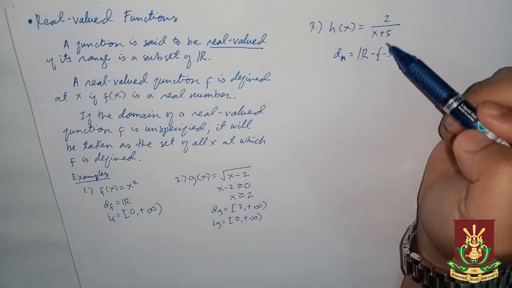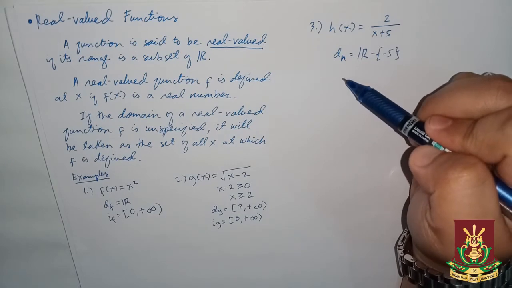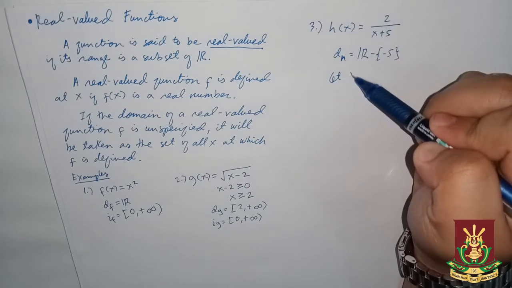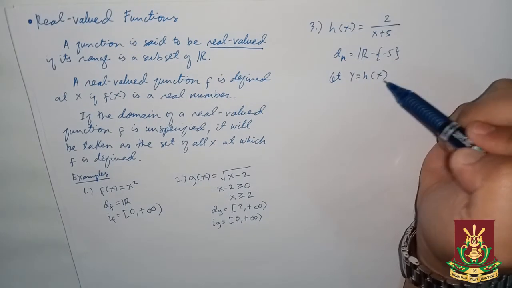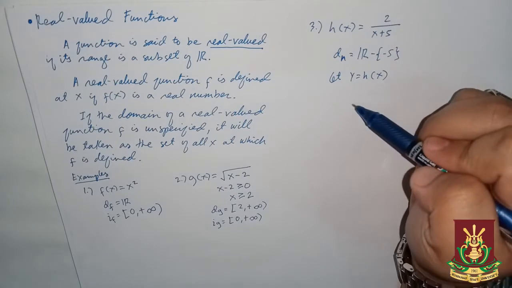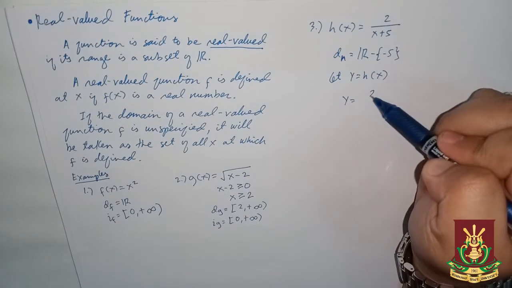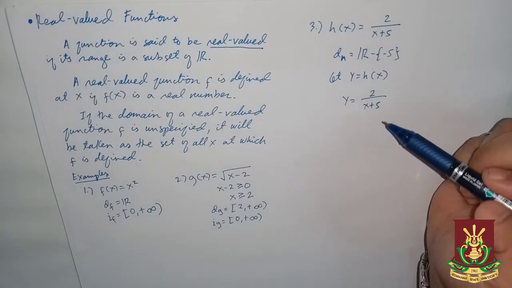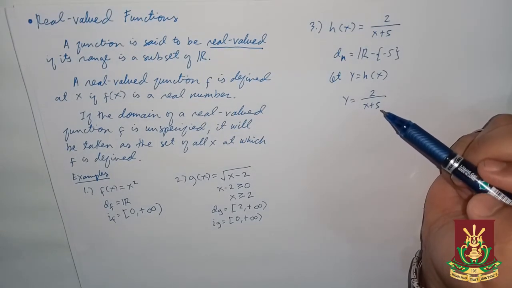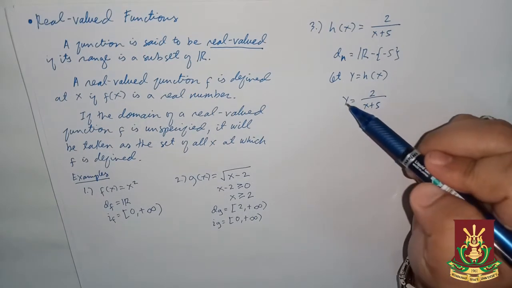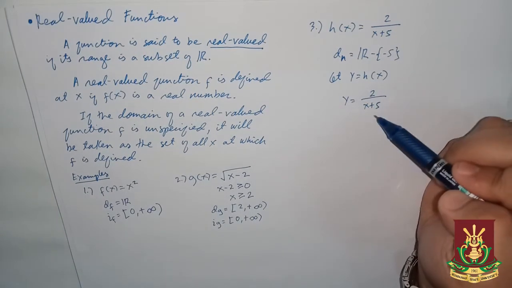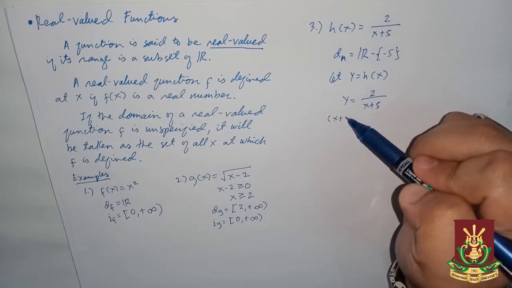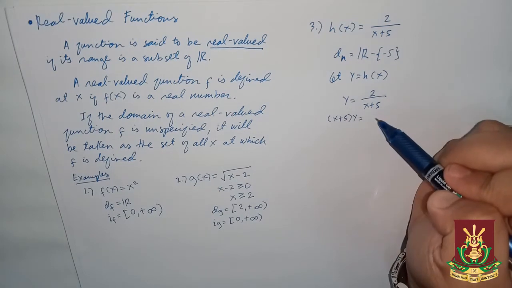To find the image of this function, we are going to use the functional notation. That is, we let y be equal to h of x so that the given function becomes y equals 2 over x plus 5. What we are going to do next is to solve for x in terms of y. Notice that multiplying both sides of this equation by the denominator x plus 5 gives us the quantity x plus 5 times y equals 2.